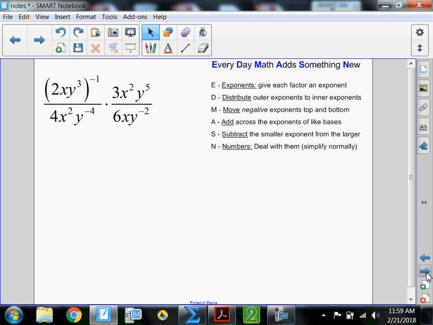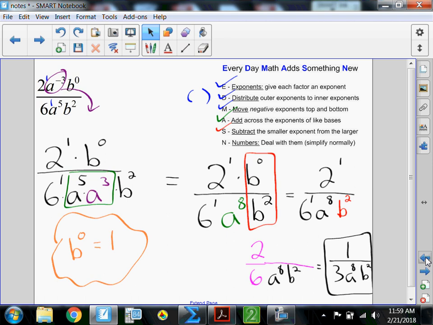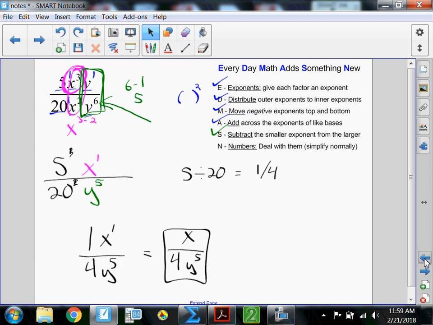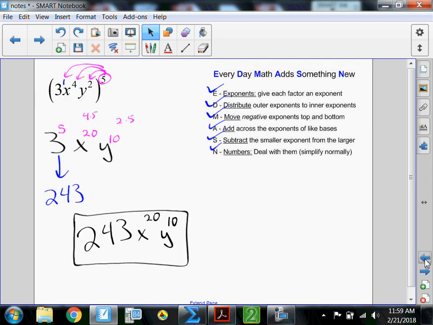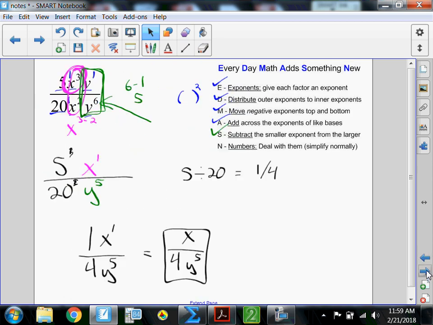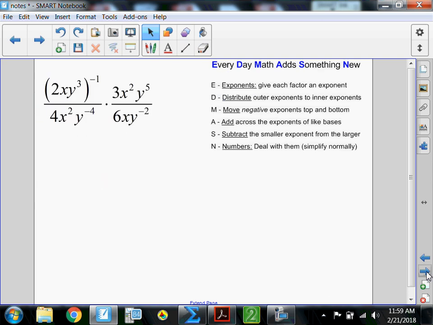It gives every answer, if we look back through, gives every answer with a single letter, A and B, not two A's and two B's. It gives no negative exponents. So I don't have any negative exponents. I don't have any zero exponents. So this process puts your answer into a final form.